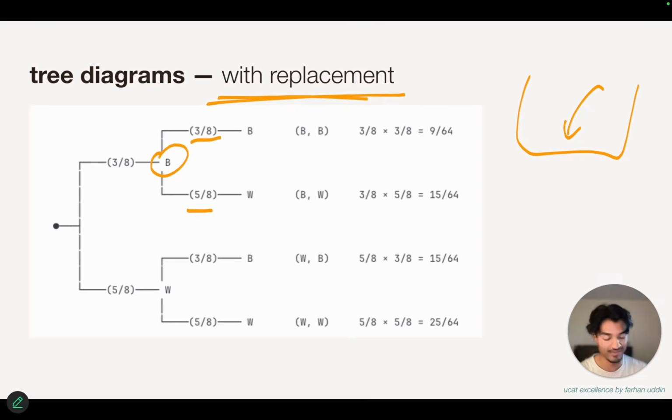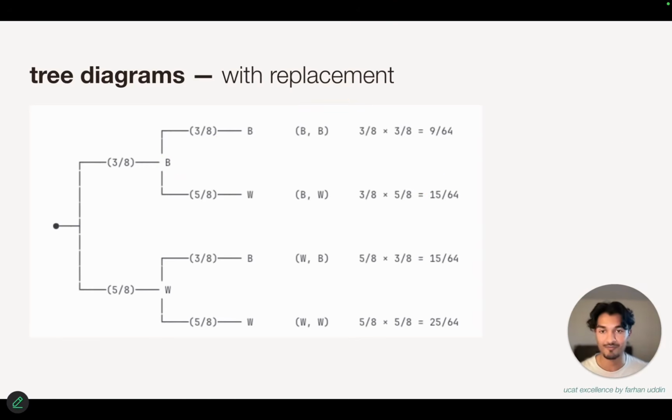So with that said, if we wanted to find the probability of drawing out a black marble and then a white marble, then it would look something like this. Black marble, white marble would be 15 divided by 64 as your probability. Remember, these are independent events, so you can multiply them here.